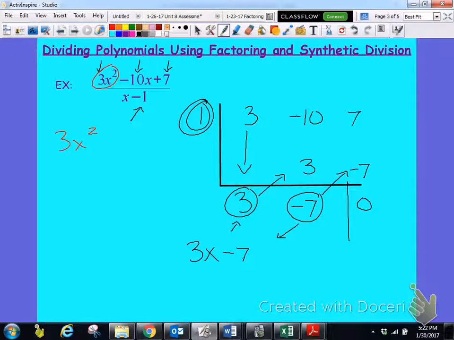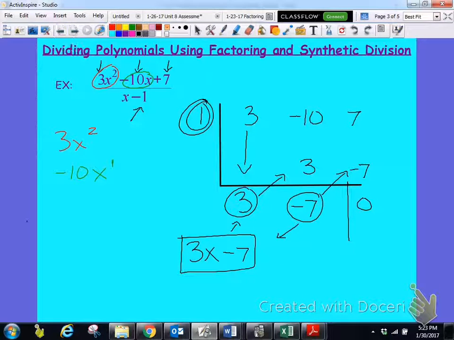and it's got to be 1 degree lower than the next x up top. So then we went to negative 10x. And if this is x to the first, 1 degree lower is x to the 0, which eliminates the x altogether. And so my final answer is just 3x minus 7. Now, I know it seems a little bit complicated, but it makes much more sense as long as you keep practicing it.